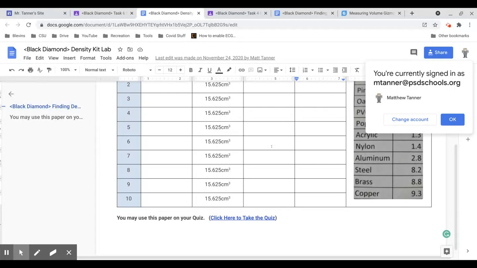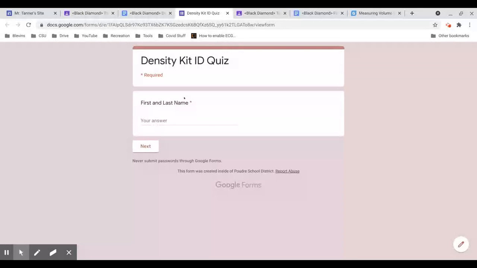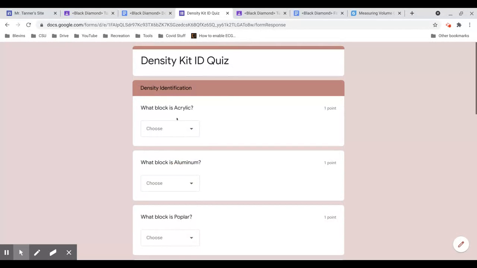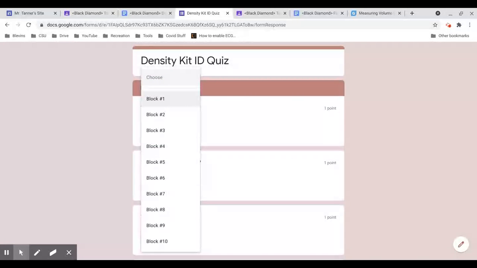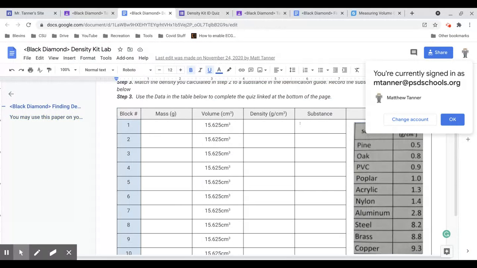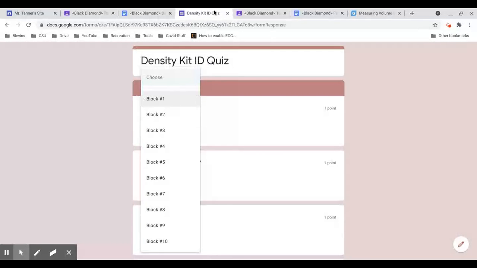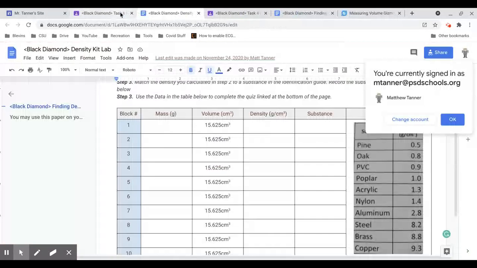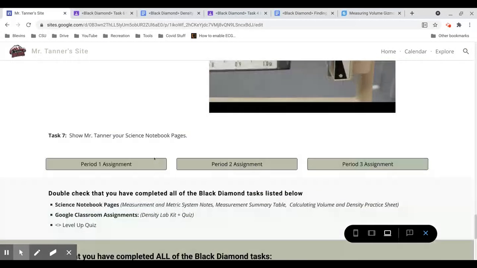Once you have filled this entire thing in, you're going to use it to take this quiz. So there's a little check for understanding quiz. You just put in your name and class period. I'll change that to 1, 2, 3. And then you just say which block is acrylic, and you need to choose the correct block number using this. You should already know which one is which by this point, having done the lab. And this is just a really immediate check for me to see if you understood what you were actually doing. So that's task 6.